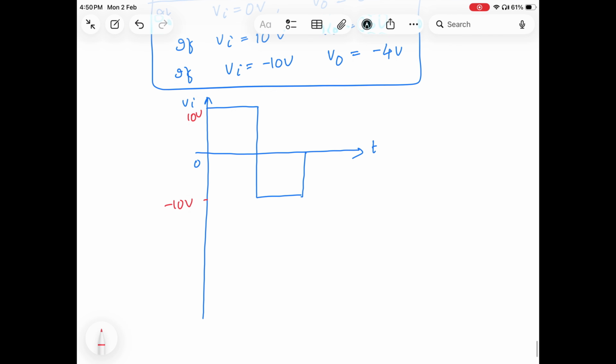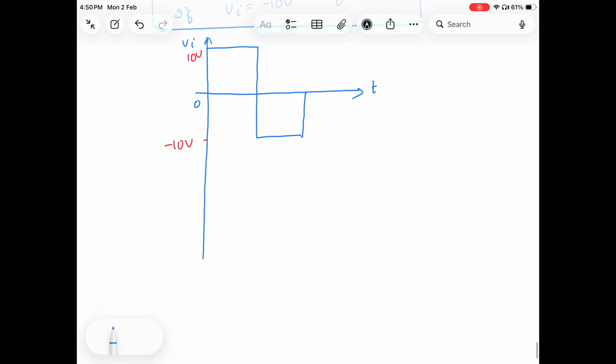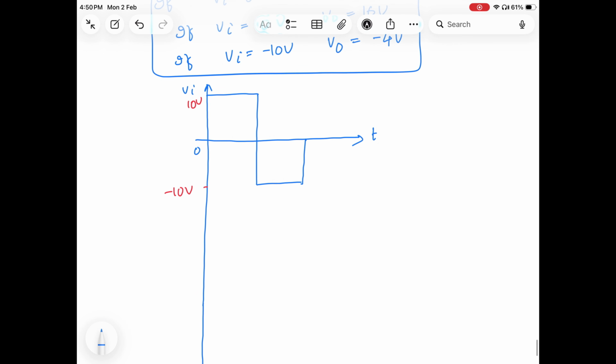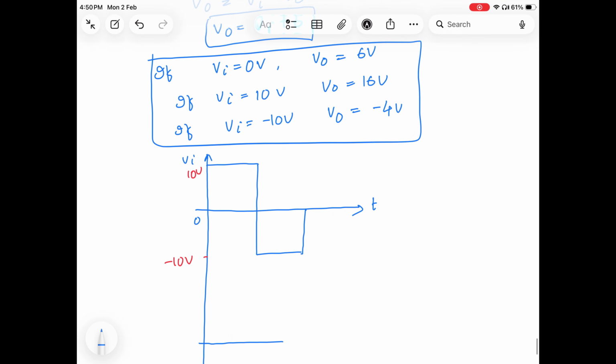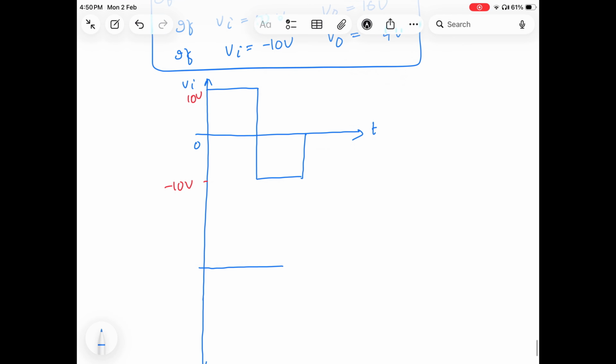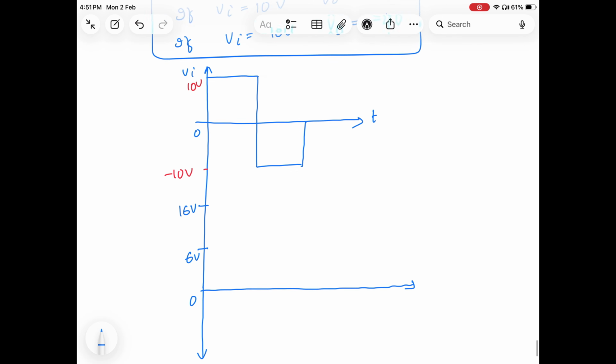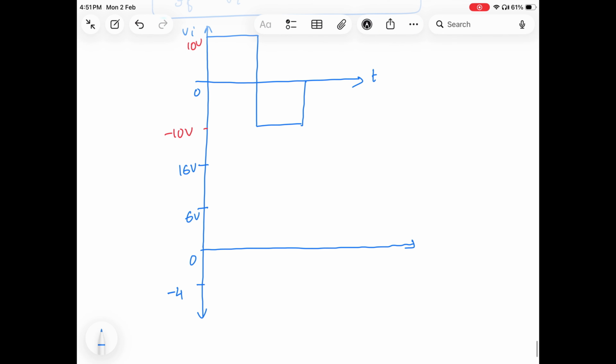So now I need to draw the output waveform. So first I need to put the marks. So you can see I just put the marks like 6, 16, then minus 4. So let me put first 0. So this diagram will go up. That's why we'll just draw the x-axis again. So 0, we'll put 16. Then it is 6, 16. Then below I have to draw minus 4 volt.